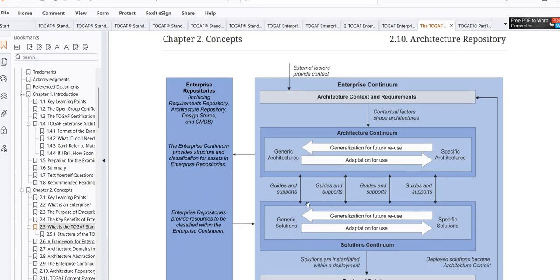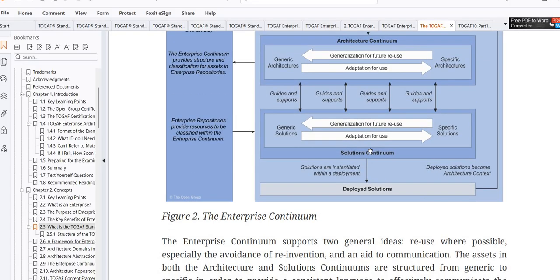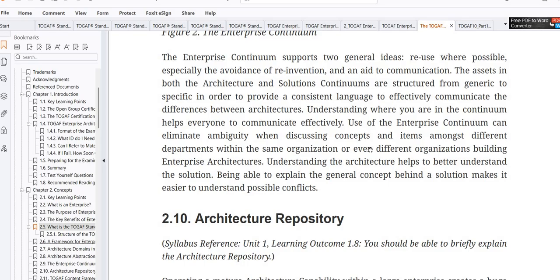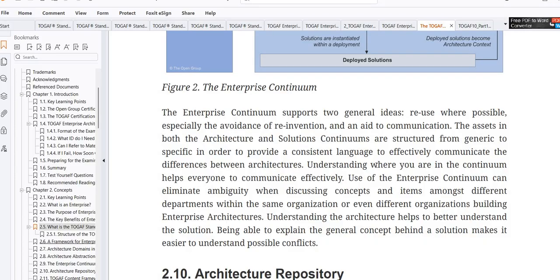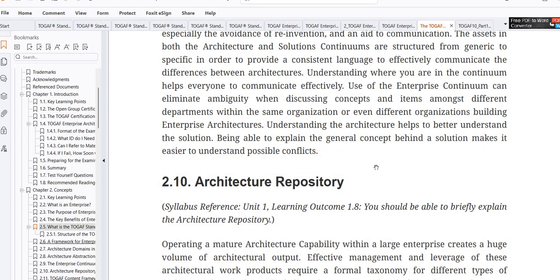Now the solution continuum is a guide to how it is interrelated to architecture and solution. Solution talks about the implementation perspective, and architecture talks about how the business is described and delivered. That will be the architecture continuum. That will come in detail, and I will show you at a lower level. So these are two generic ideas, reused especially in the enterprise continuum and solution continuum. We can say generic to specific.